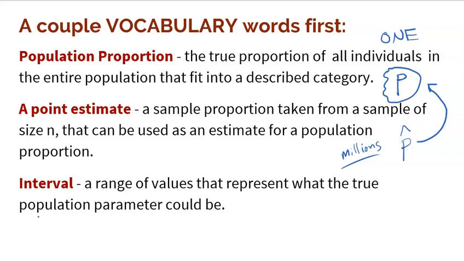All right, now the other big word that we're going to use a lot is the word interval. That's a pretty basic word. But what is an interval? It is a range of values that represent what the true population parameter could be.